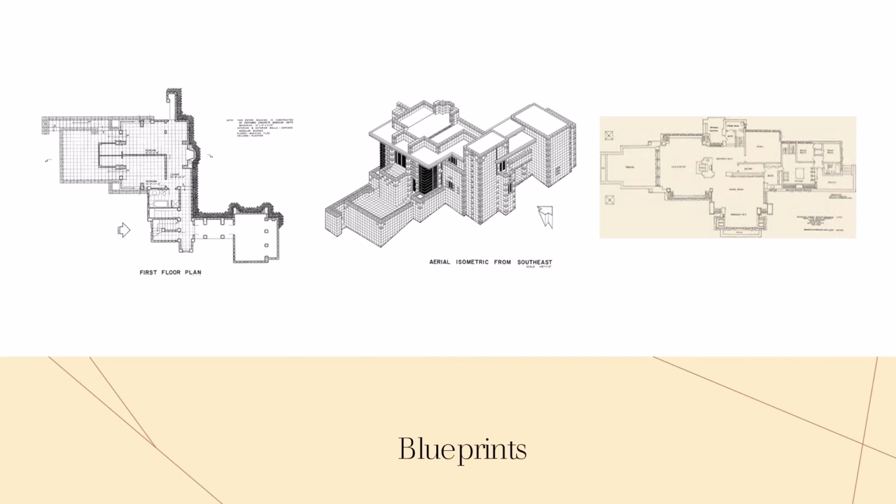Here you can see some of the blueprints and floor plans from the prairie-style homes and how they were created. The prairie-style homes took up a lot of the lot space because of their horizontal appeal rather than vertical, so they were very spacious and open homes.